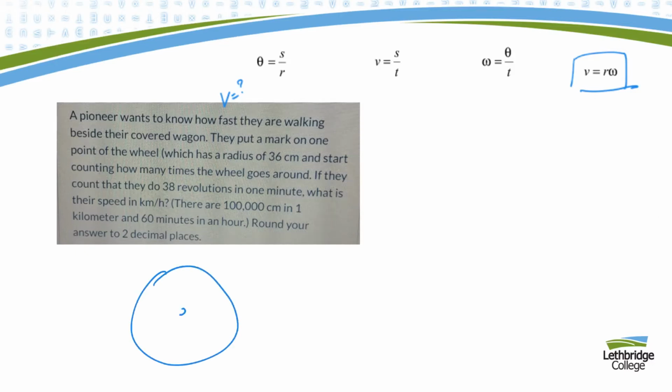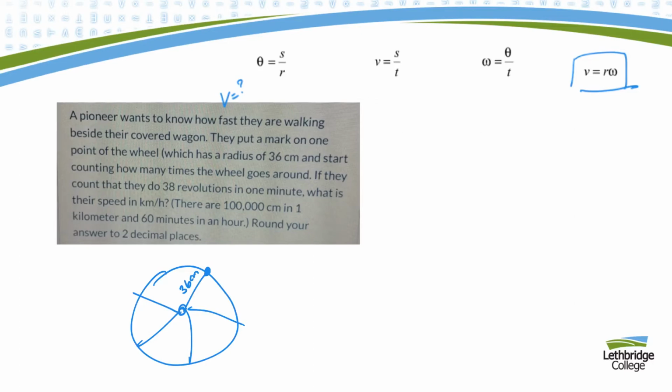There's a wagon wheel, and let's put a mark right there, which has a radius of 36. Ooh, I like having a radius, 36 centimeters. Pioneers probably didn't measure it in centimeters. They probably measured in inches, but it's okay. 36 centimeters, and start counting how many times the wheel goes around.